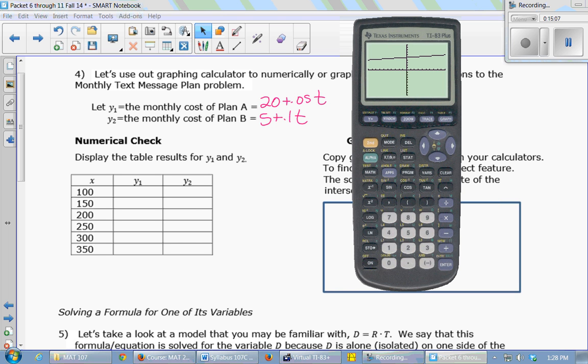And I can only see one of the lines, right? So which line am I seeing? Can you tell? It would have to be the one with the 5 because it has a y-intercept of 5, right? What's the y-intercept of the plan A line? 20. So I need to go at least up to 20 in my window. So I go to my window and my y max needs to go at least to 20. Maybe I'll go to 30 and see what I can see.